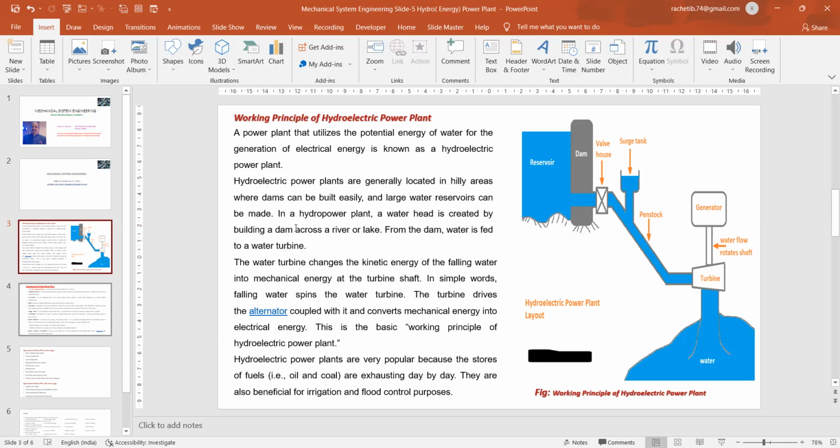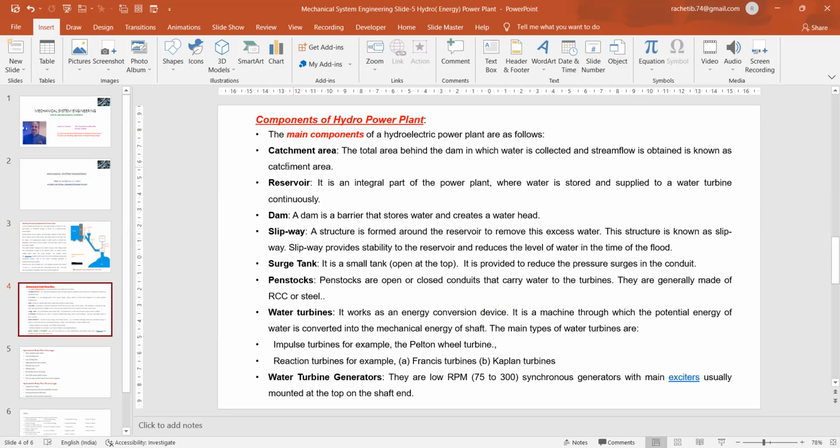So this is about the components. One more is the catchment area, which is the area behind the dam. The reservoir is an integral part of the power plant. From the catchment area, the water is taken to another tank called the reservoir, which ensures a continuous flow of water.